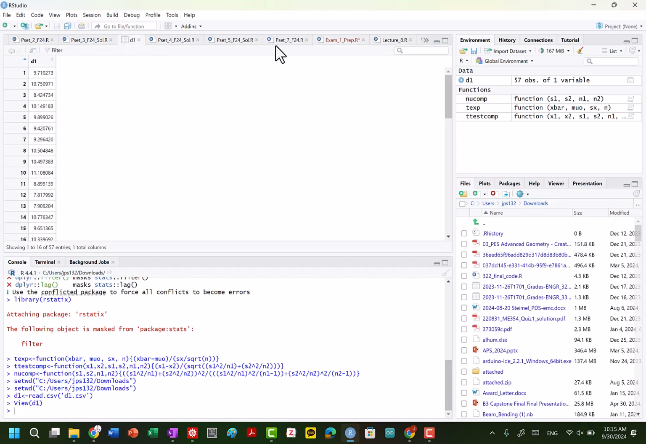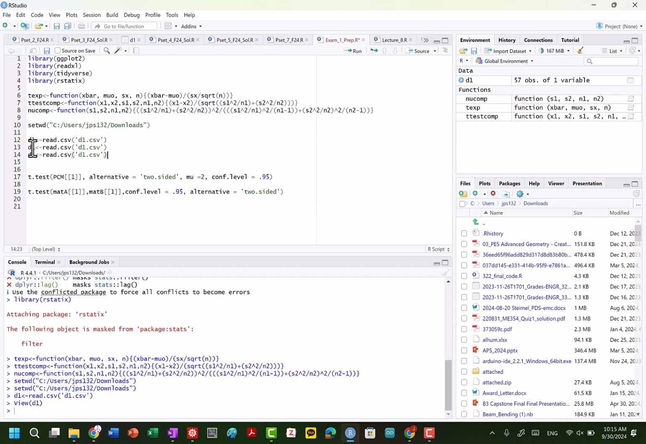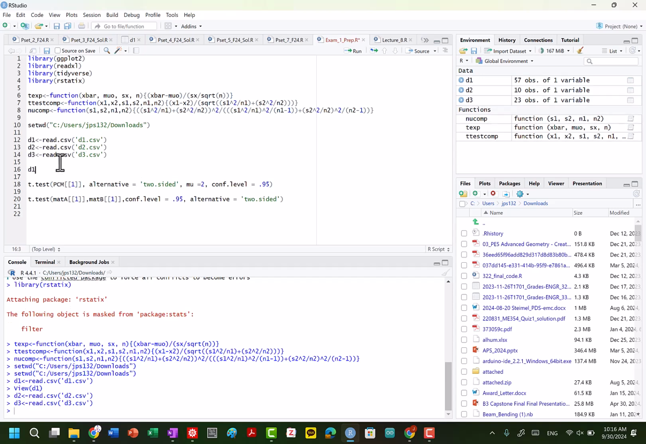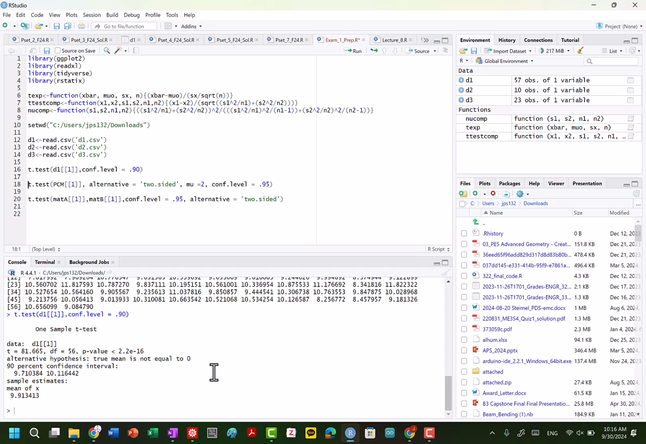And so it's just one column. So I'm going to copy this and make this D1, D2, D3, 2, 3, 3, 2. Great. So now we can do, for example, D1, bracket, bracket 1, to pull out the first column. We've got our numbers. Now we can do T.test, and then we can do conf.level equals 0.90. What is it, 90, 95? So there's our confidence interval.